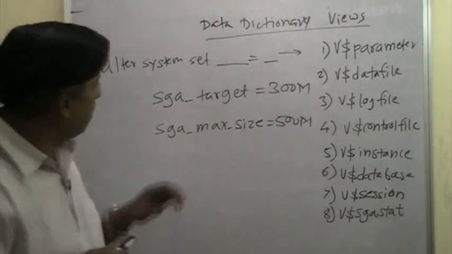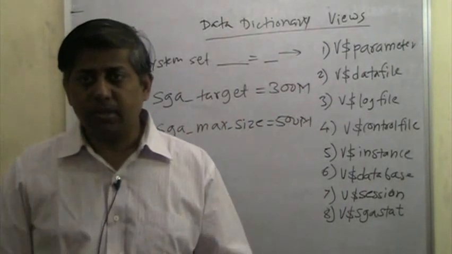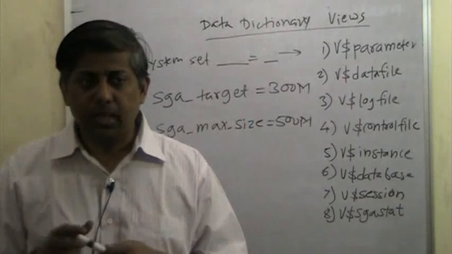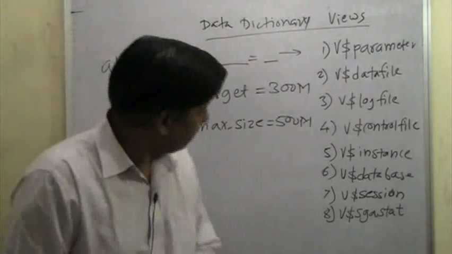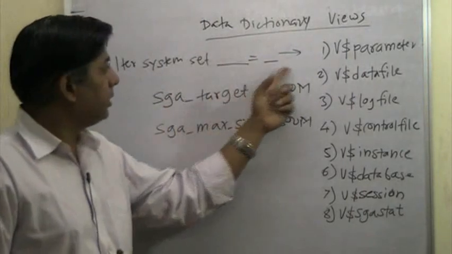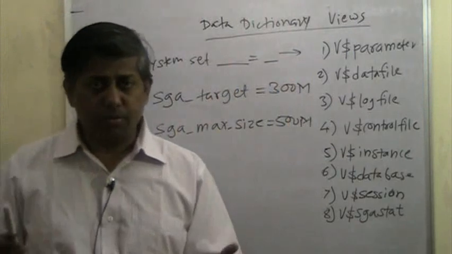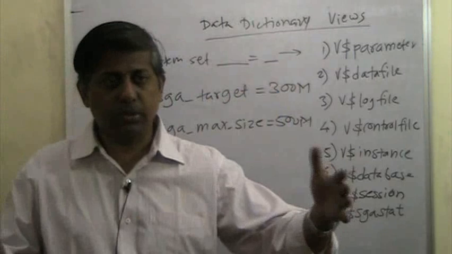Now what is the difference between these two? SGA_TARGET is the size of the SGA when the database starts up, 300 megabytes. Now a little later on I realized that I want to change it to 400. So what command do I type? ALTER SYSTEM SET SGA_TARGET=400 SCOPE=MEMORY. It will change instantly in memory. It will instantly grow the size of the SGA.